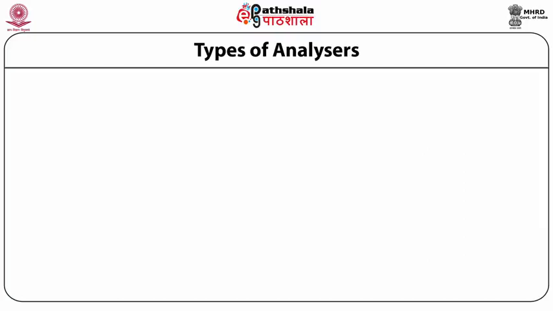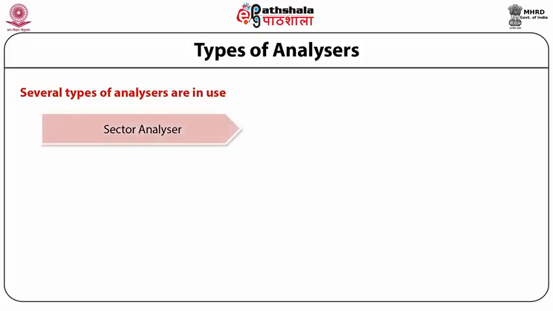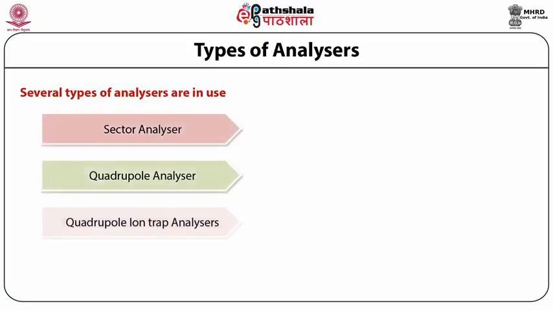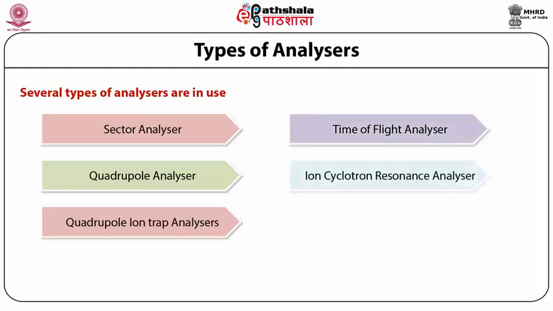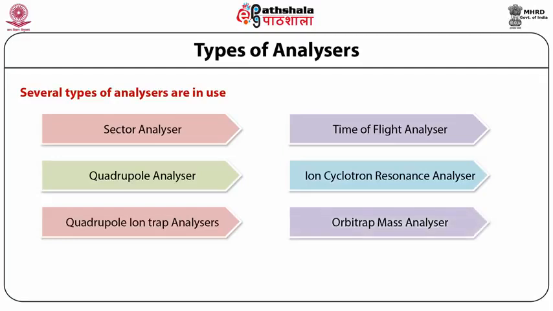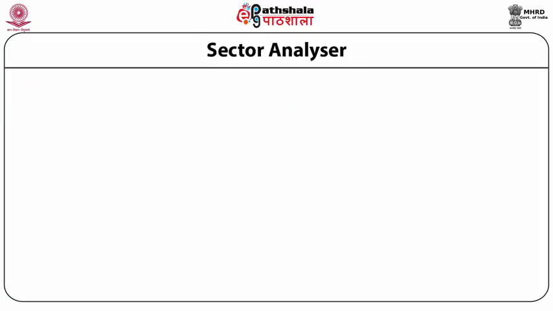As I told you, analyzer is another very important component of a mass spectrometer, and various types of analyzers are in use in mass spectrometry, such as sector analyzer, quadrupole analyzer, quadrupole ion trap analyzer, time of flight analyzer, ion cyclotron resonance analyzer, and the latest technique available is the Orbitrap mass analyzer. I will be discussing all these analyzers in a little detail in subsequent sections.